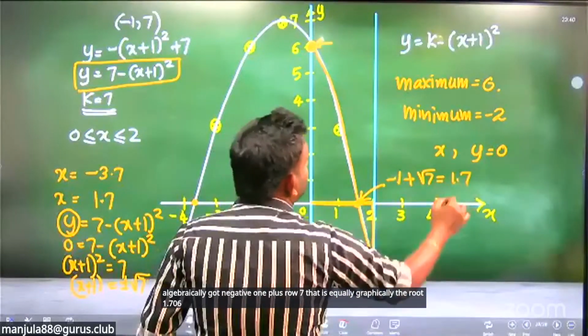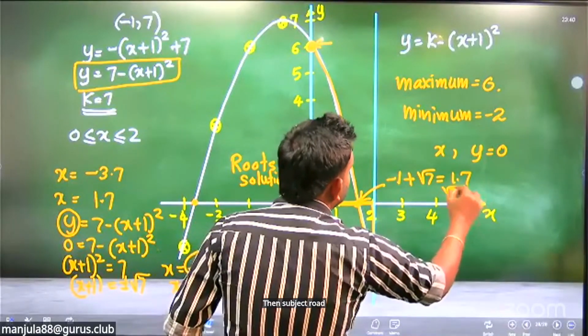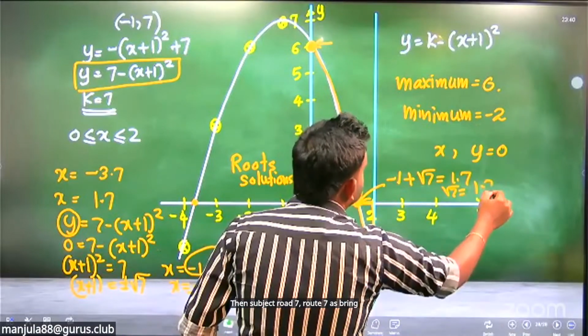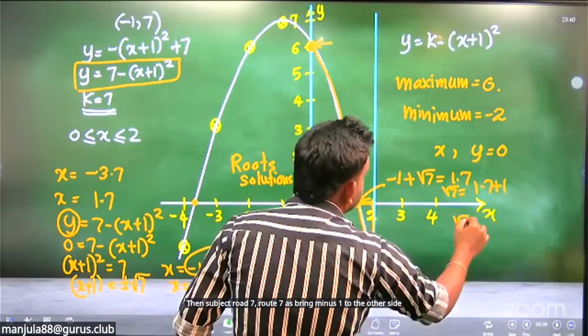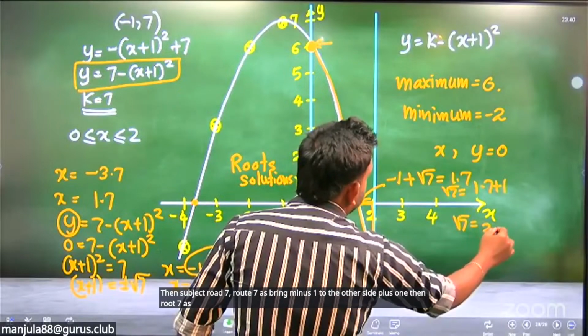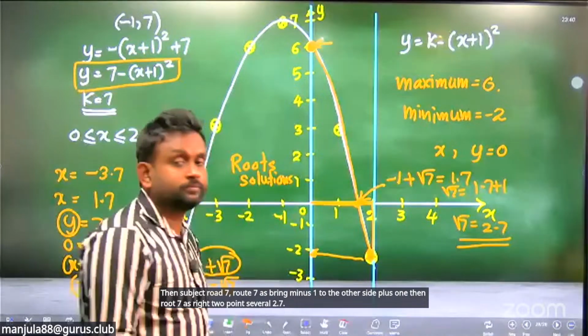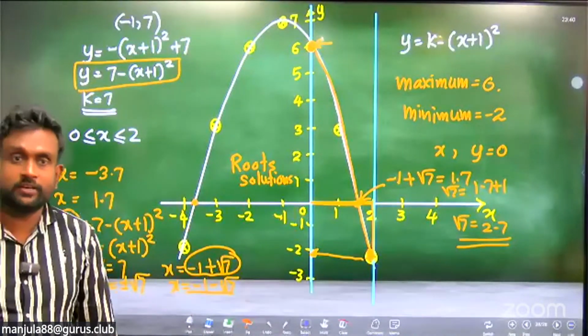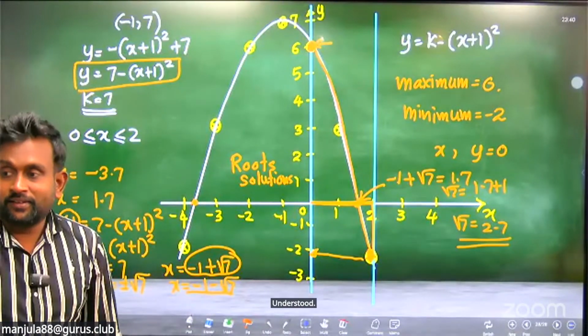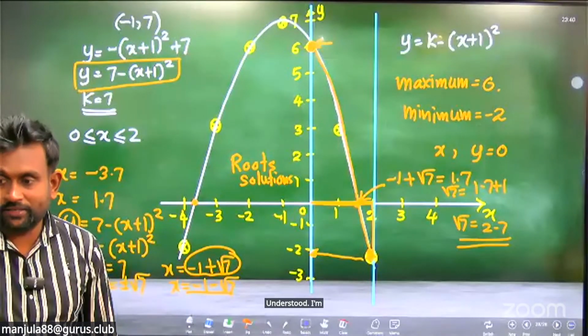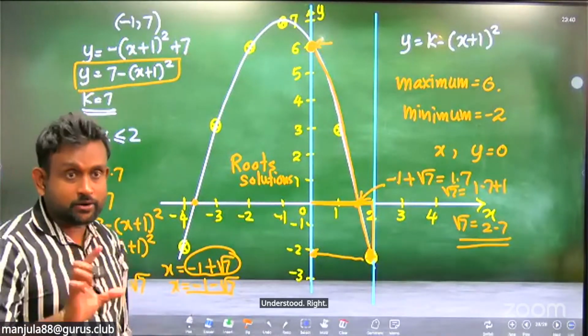Then making root 7 the subject, bring minus 1 to the other side as plus 1. Then root 7 is 2.7. 2.7. Understood? It is clearer now, right? The way of getting the square root.